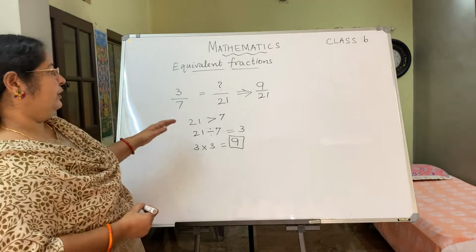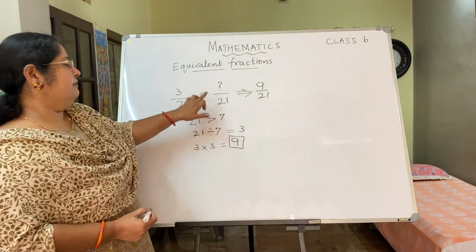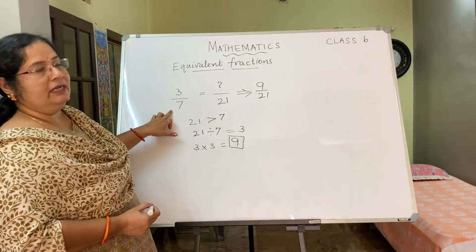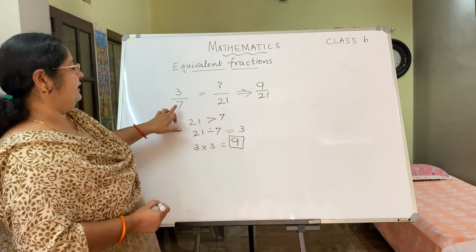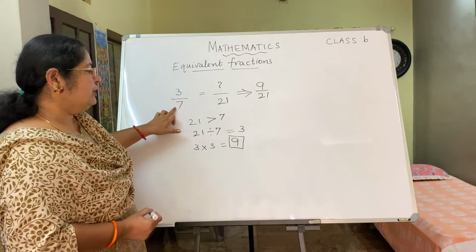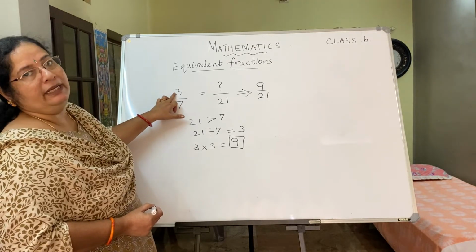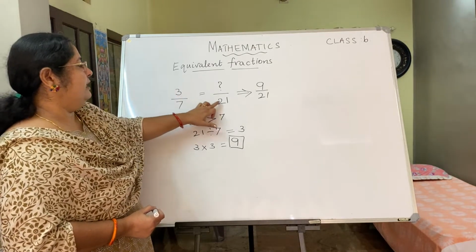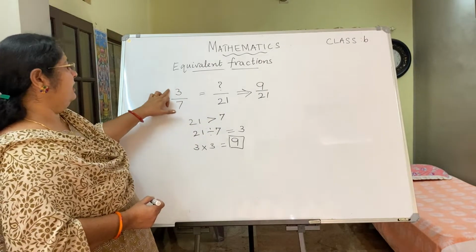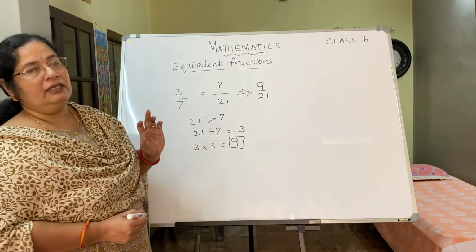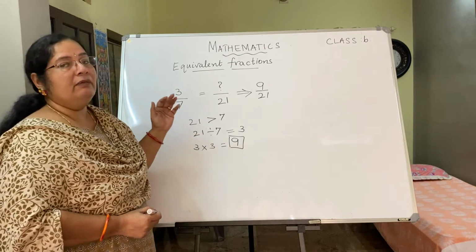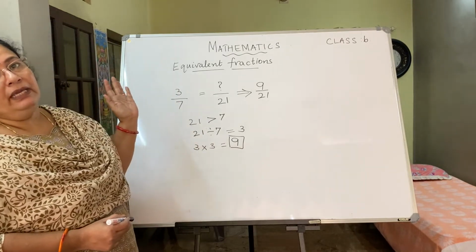So what did we do here? Because 21 is greater than 7, you divide 21 with 7. The quotient you get here, multiply that with the numerator. So 21 divided by 7 is 3. 3 into 3 is 9. So 9 by 21 is an equivalent fraction for 3 by 7.